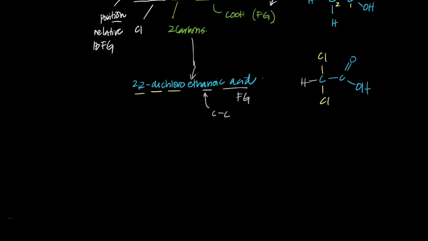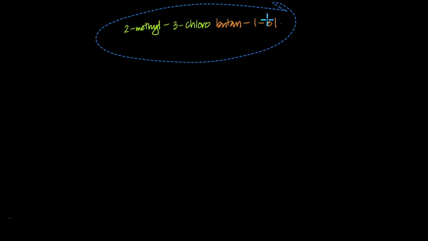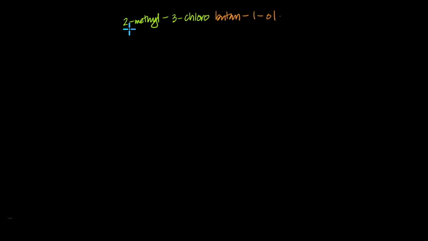So this is the basic idea. You will eventually be able to figure out, hey, I give you a name, like let's say I tell you that I have 2-methyl 3-chloro butan-1-ol. Now again, this is just an example, but the fact is you will be able to draw this out by looking at the name by the end of this.